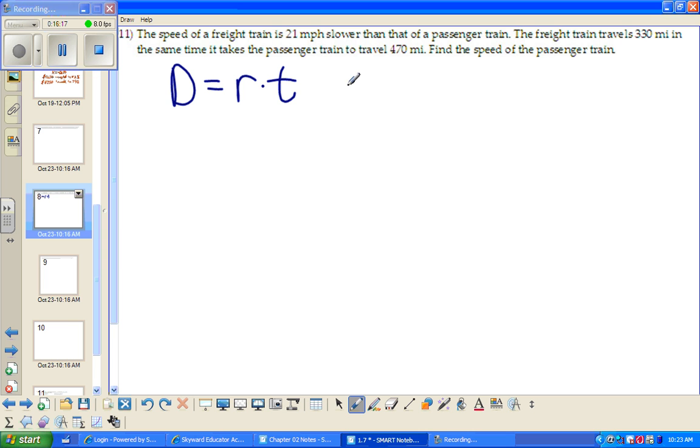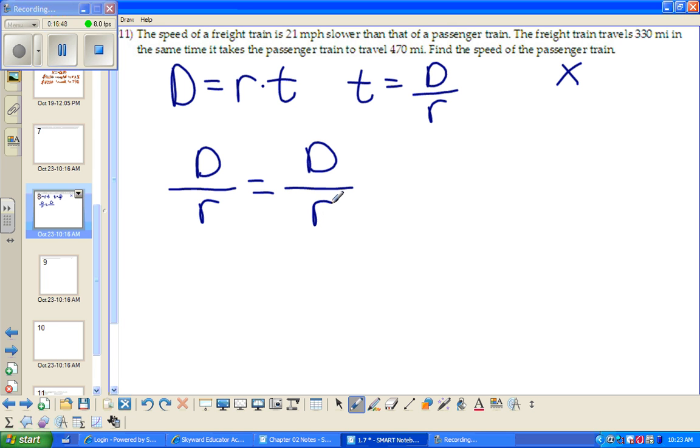So what I'm going to do is solve for t. The time is going to equal your distance divided by your rate. Now I can set these equal to each other for the two different cases. The freight train is 21 miles per hour slower than the passenger train. I'm trying to find the passenger train, so I like to use x as that variable. So I'm going to say the distance over the rate is going to equal the distance over the rate, since the times are the same.